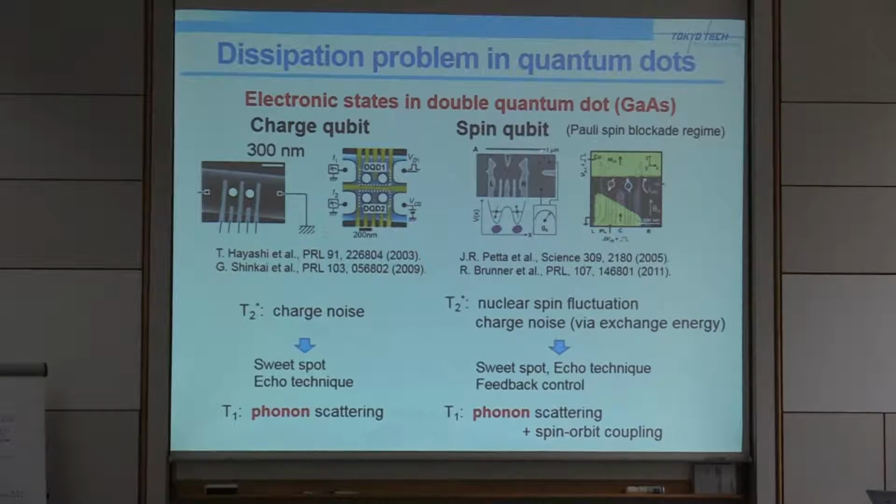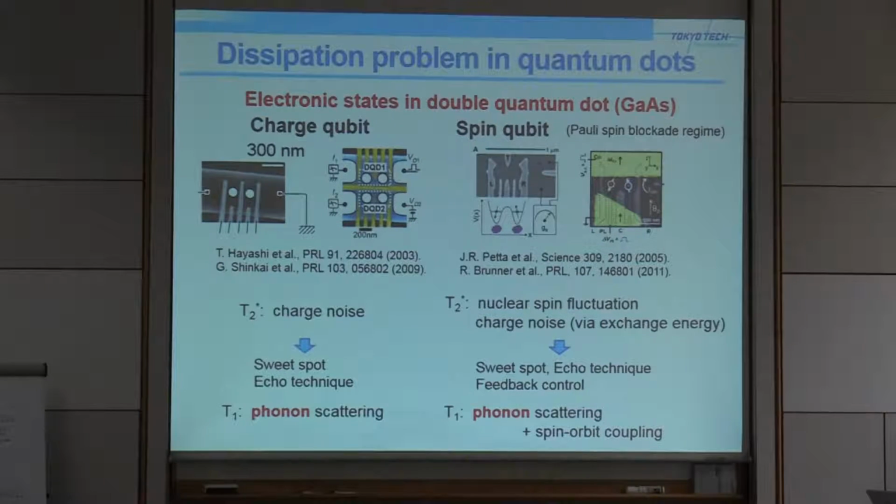In the case of gallium arsenide double quantum dot, dephasing is practically determined by the nuclear spin fluctuation in the host material, or charge noise in some cases. But many people are working on how to enhance the dephasing time. Some people use echo techniques or feedback control of the nuclear spin fluctuation to make the dephasing time longer and longer. But of course, this dephasing time cannot exceed the dissipation time of the spin qubit. In this case, again, it is determined by phonon scattering and the spin orbit coupling for spin flip processes. So these characteristics indicate that the electronic state in the double quantum dot is strongly affected by the phonon scattering process.